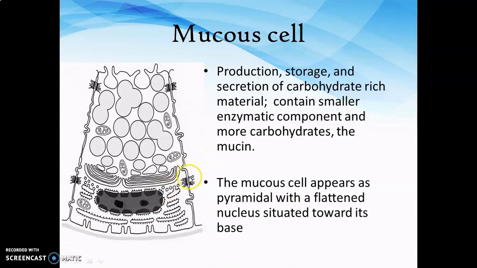The mucous cells are specialized for the production, storage and secretion of carbohydrate-rich material, and the apical end of the mucous cell shows the secretion in the form of mucus droplets, and this fills the cytoplasm in the apical region. In fact, the presence of this rich mucus secretion in the cell pushes the rest of the cell organelles and nucleus towards the base of the cytoplasm. That's why the nucleus of a mucous cell is seen in the basal end and it's seen flattened or compressed.